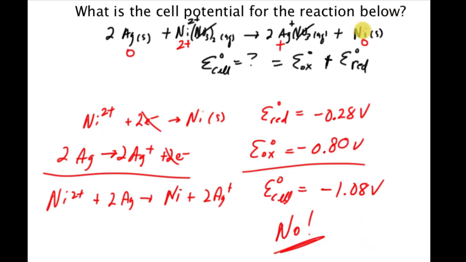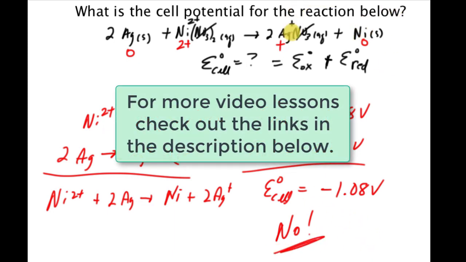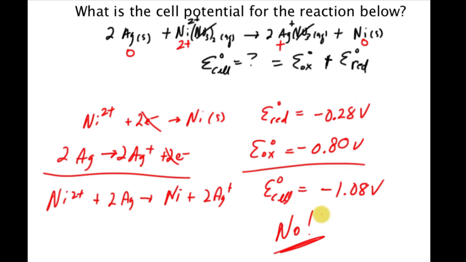But if I take nickel solid and I put it into a solution of silver nitrate, the reverse reaction will happen because it's negative voltage. We want a positive voltage for it to be spontaneous or thermodynamically favorable. So what would the free energy be for this process? Positive. What would K be? Less than 1.